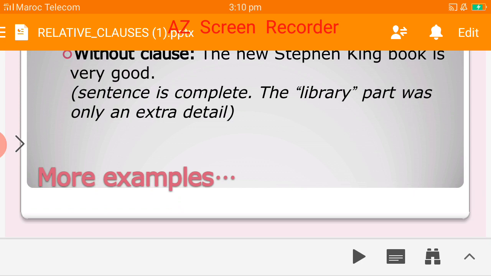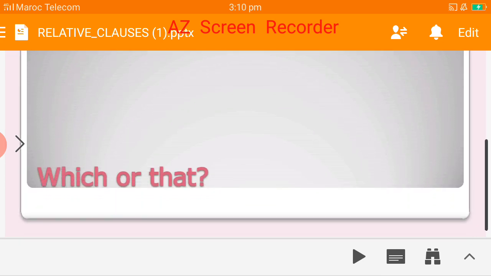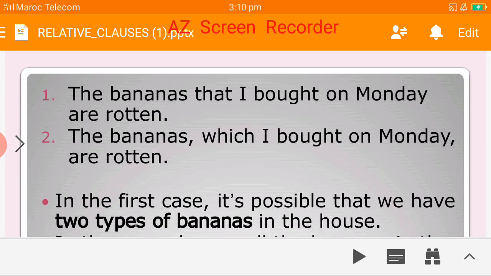Now let me give you more examples about this. Use which for non-defining relative clauses and use a comma before it. Use that for defining relative clauses and don't use a comma before it. Which or that. The bananas that I bought on Monday are rotten. The bananas which I bought on Monday are rotten. So in the first example I use that, and in the second one I use which.